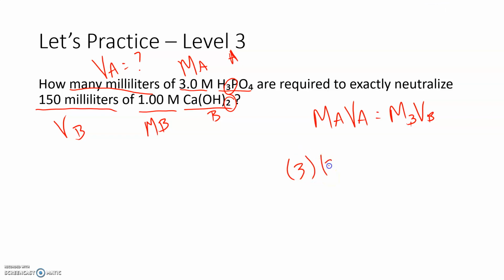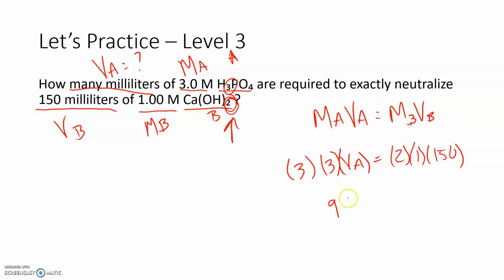The molarity of the acid was 3 molar. The volume of the acid is what we're looking for. I have to multiply the base side of the equation by 2. Why? There's 2 hydroxide ions here. So 2 times the molarity of the base, which was just 1, times the volume of the base added, which is 150. Okay, so basically right here, you're going to have to simplify and solve.